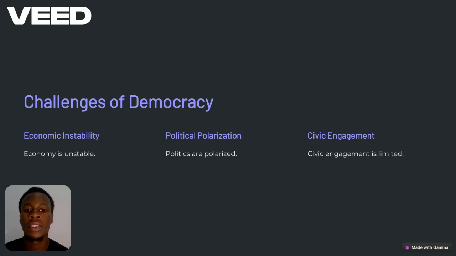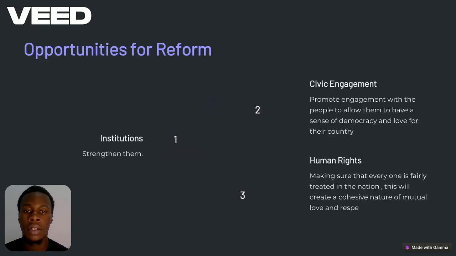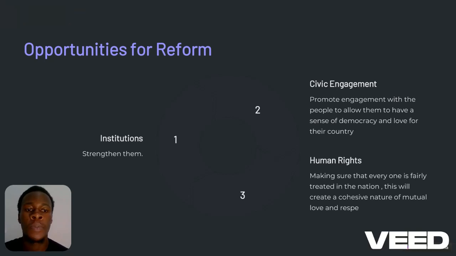Challenges of democracy: economic instability, political polarization, and civic engagement. Opportunities for reform: it strengthens institutions. Civic education promotes engagement with the people to allow them to have a sense of democracy and love for their country. Human rights: making sure that everyone is fairly treated in the nation. This will create a cohesive nature of mutual love and respect.